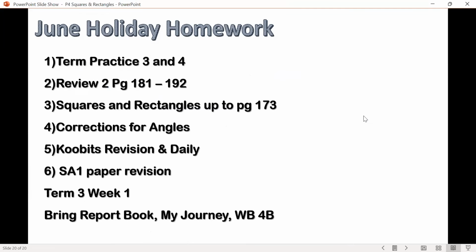All right, I wrote down your June holidays homework. Turn practice 3 and 4. Workbook review 2, page 181 to 192. Squares and rectangles up to page 173. Corrections for angles, especially for drawing.